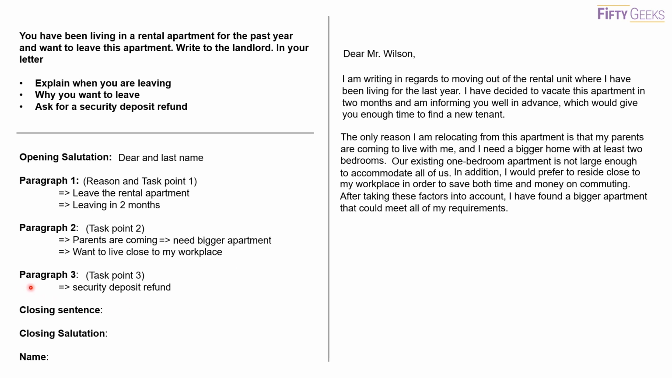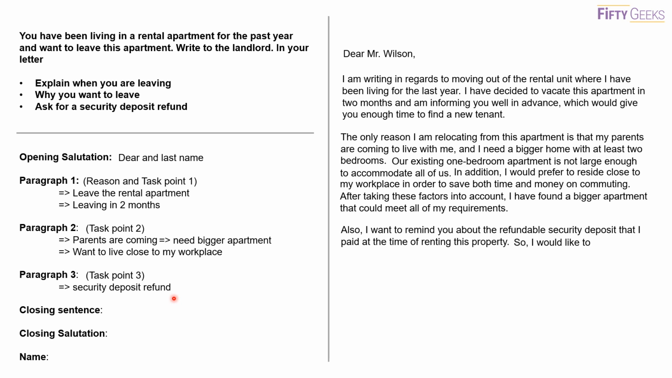Now we will write the third body paragraph where we have to ask for a security deposit refund. I will write: Also, I want to remind you about the refundable security deposit that I paid at the time of renting this property. So I would like to ask you to return it since I am leaving this apartment in good condition, which you can check at any time.